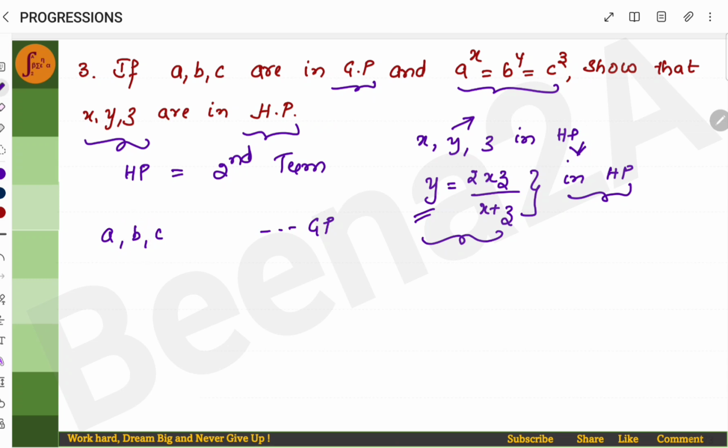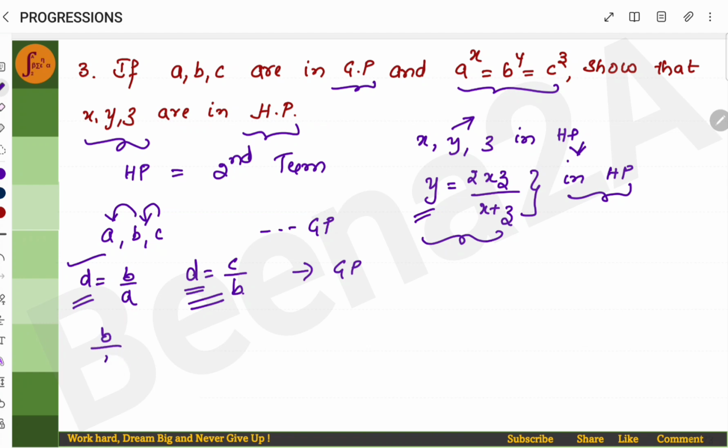So in GP, the common ratio is B by A. The common ratio between the second term and first term is given as B by A. Also, the common ratio between C and B is given by C by B. This is the way we find the common ratio in GP. Now both of these values should give you the same common ratio, right? Either you use second term by first term or third term by second term, the common ratio is the same.